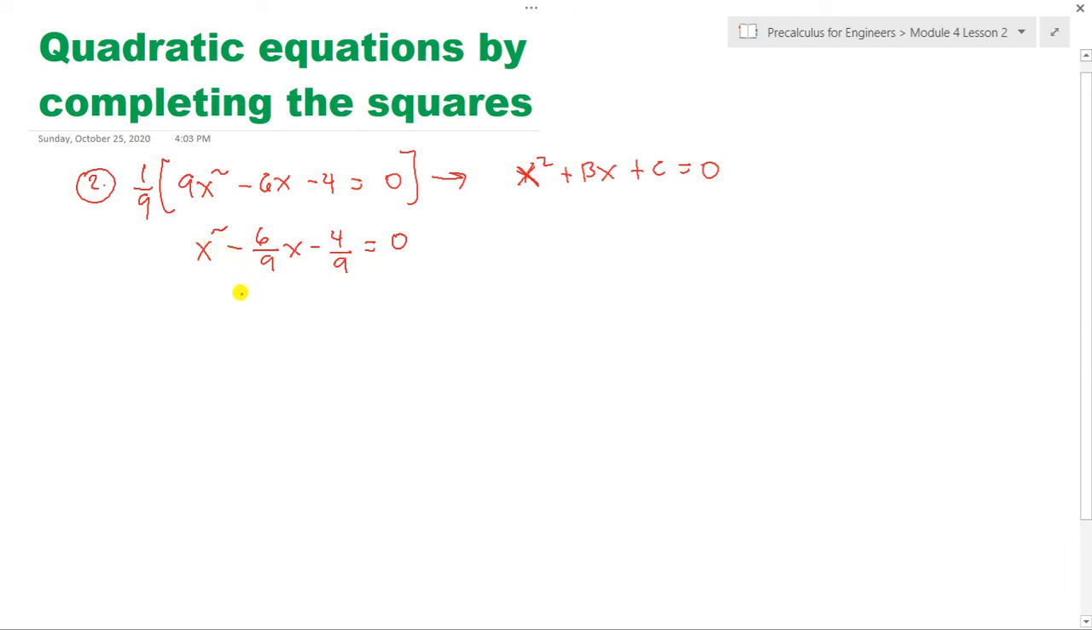And then, again, you need to group this. So, si x squared tsaka si x, i-group mo siya. And then, titingnan mo yung constant. So, itong constant na ito, again, i-isolate natin sa kabila. So, transpose natin on the left side. So, what's left is x squared minus 6 over 9x is equal to positive 4 over 9. So, here, we need to complete the square of this.